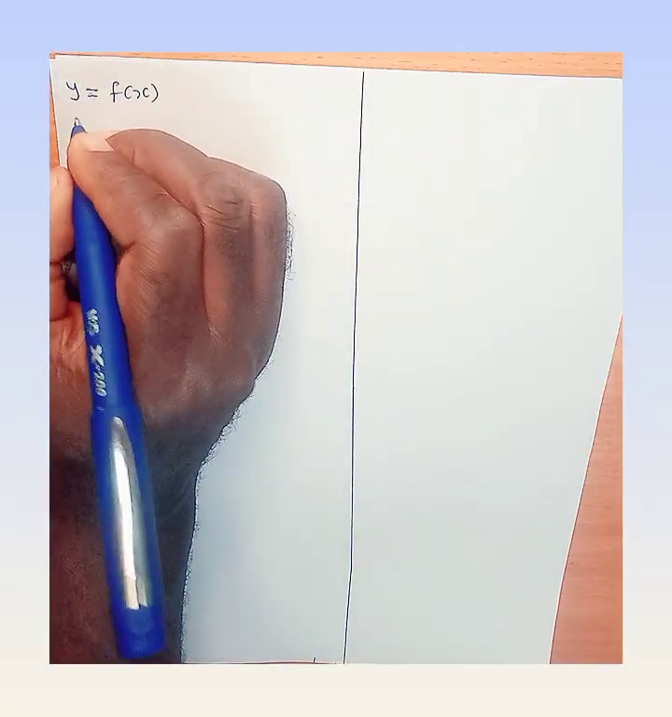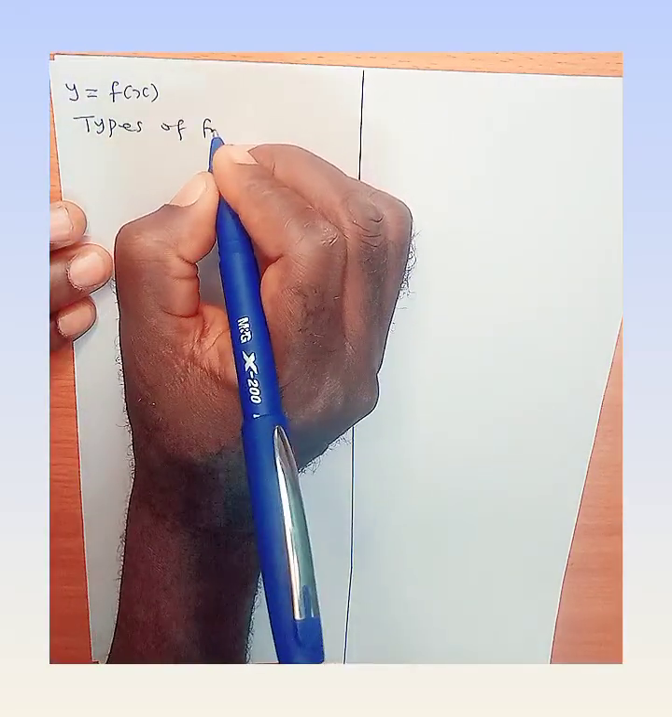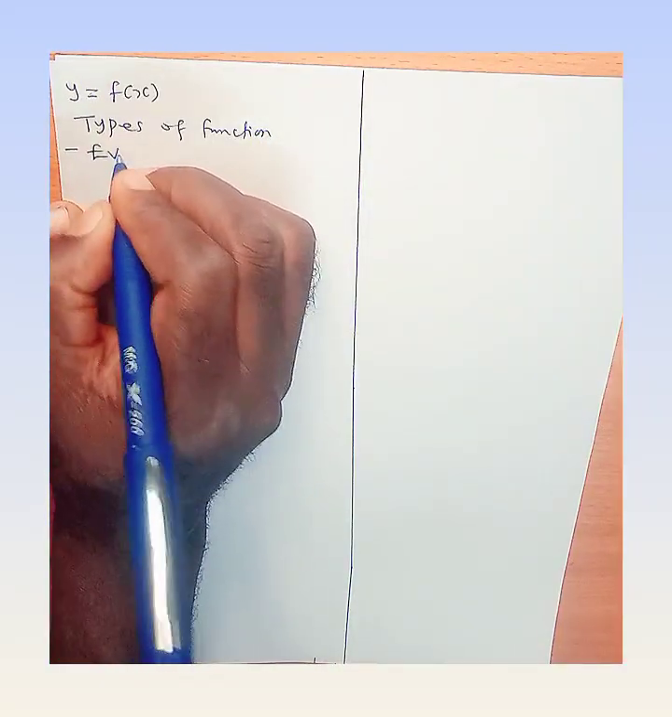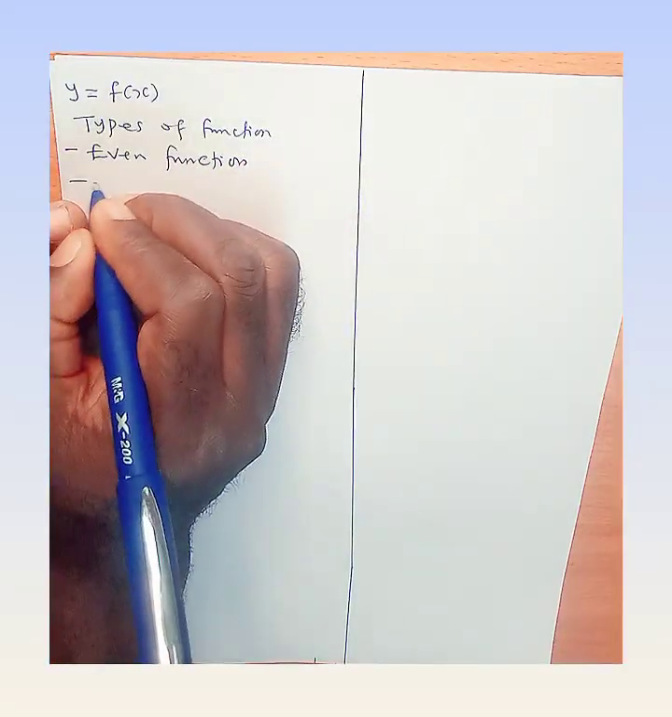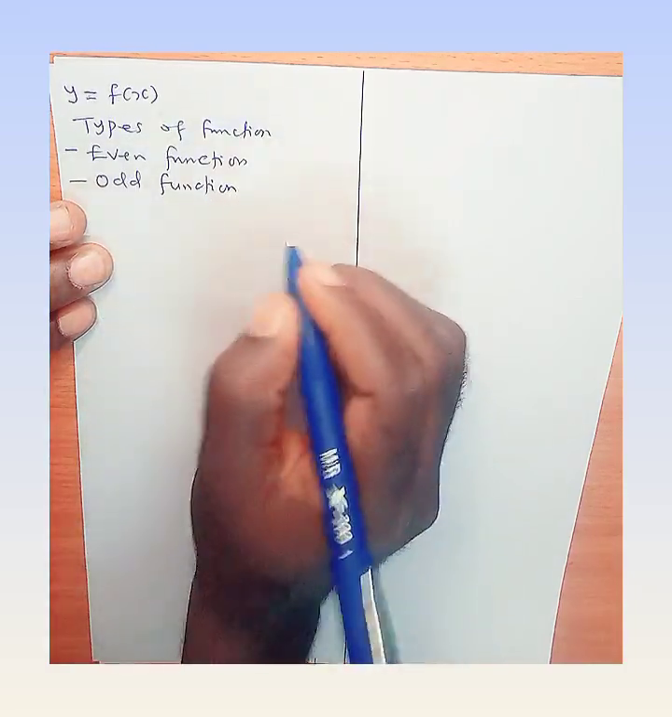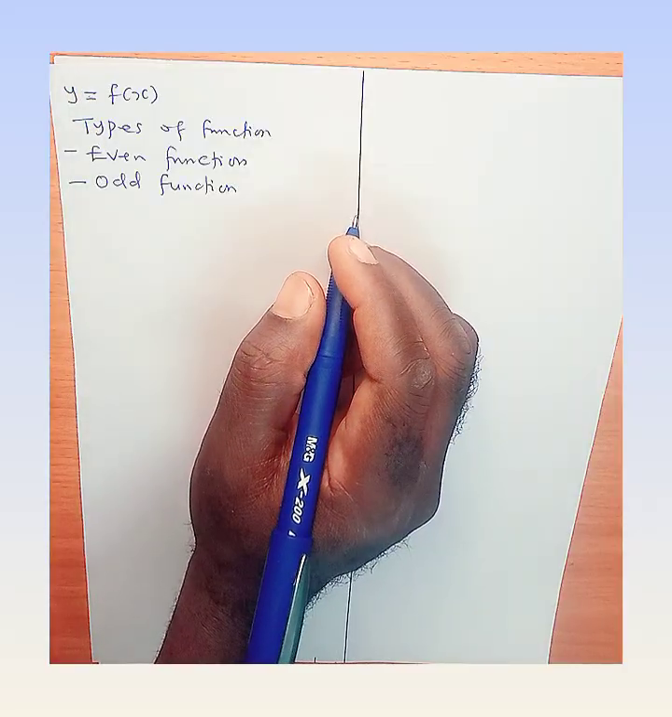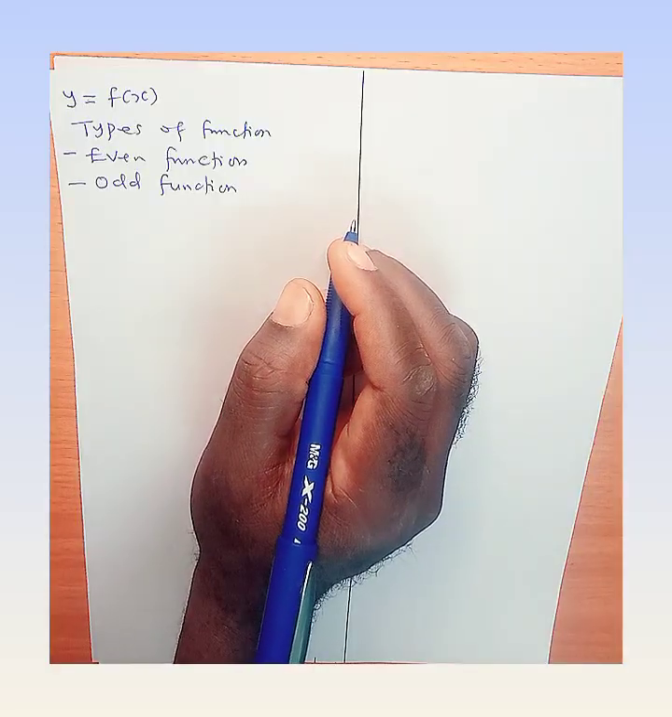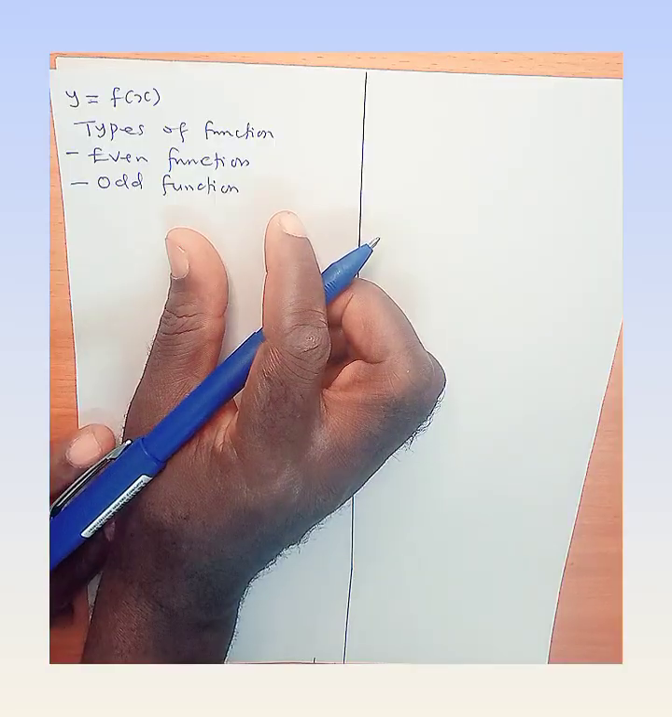Basically, we have two types of functions. Number one, we have even function. Number two, we have odd functions. Though we have a function that does not belong to both even and odd functions. In the course of this class, we are going to see how to identify even function, odd function, and the one that does not belong to both function.